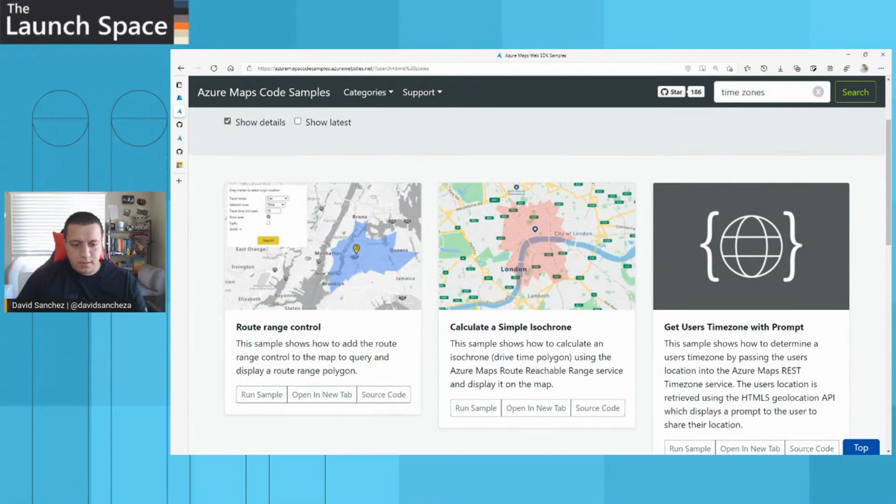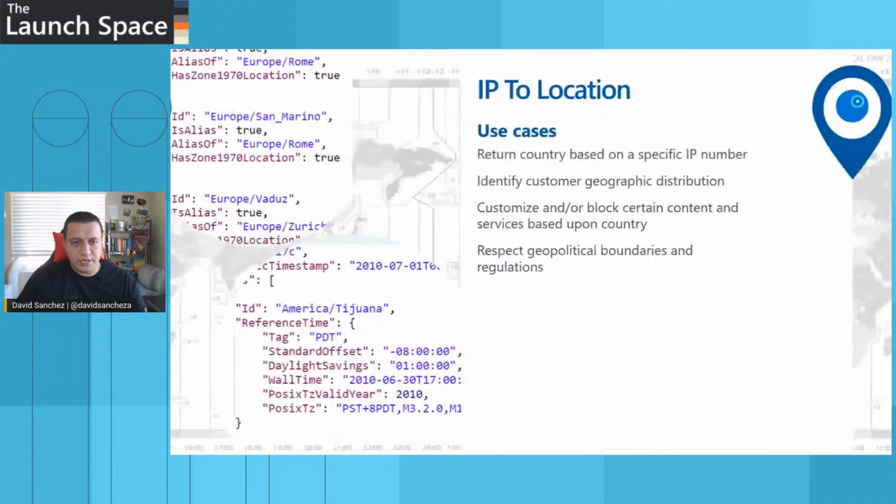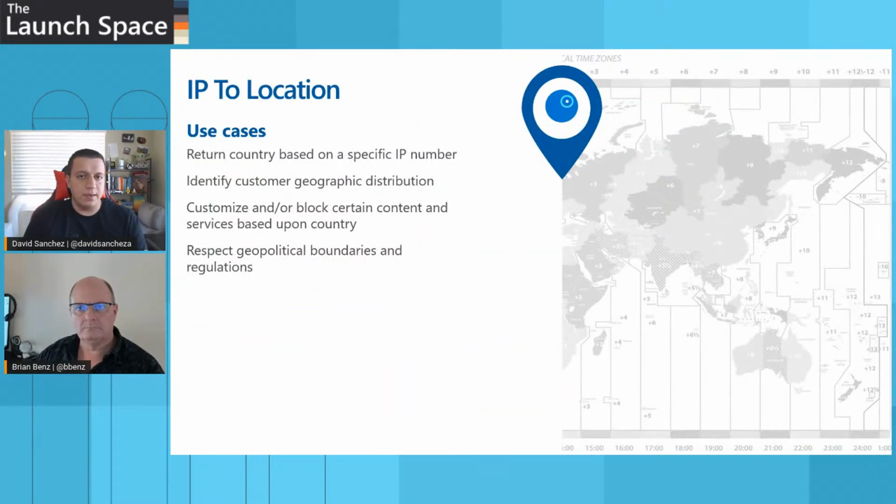All right, we go back to the presentation. We have the IP to location, which is, as I mentioned, getting the location from the IP of a specific user.